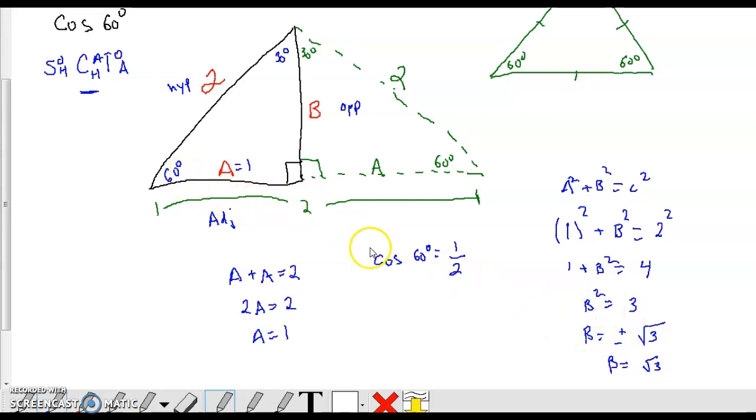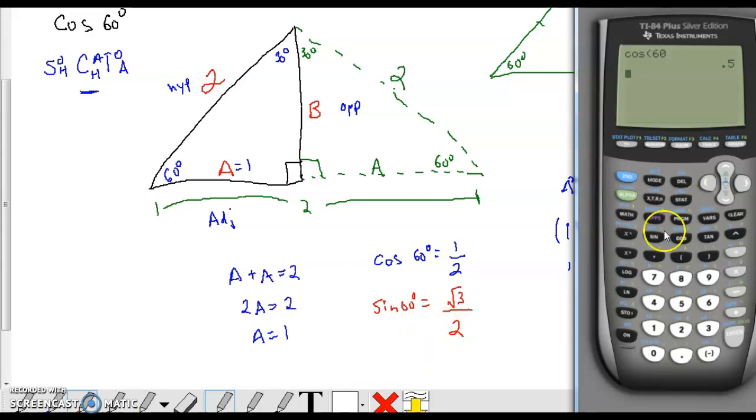So now with this one, what happens if I asked you for the sine? So the sine of 60 degrees. We can then say the sine of 60 degrees is opposite over hypotenuse. So this would be root 3 all over 2. So again, we can now use our trig functions.